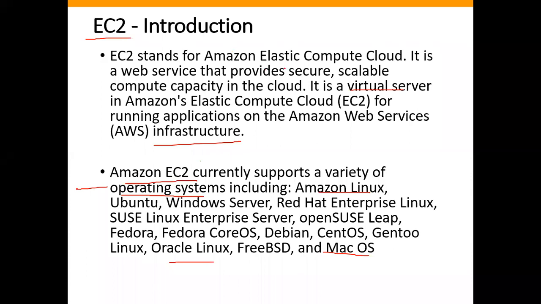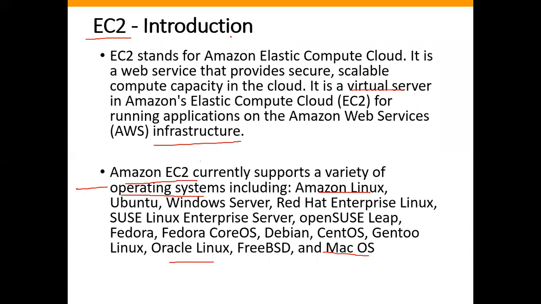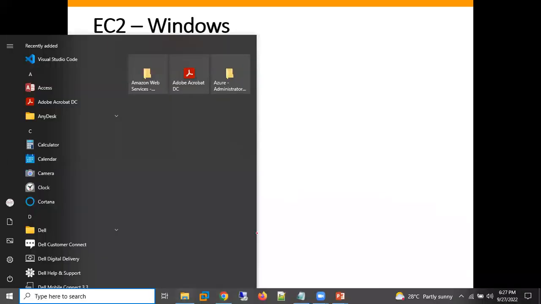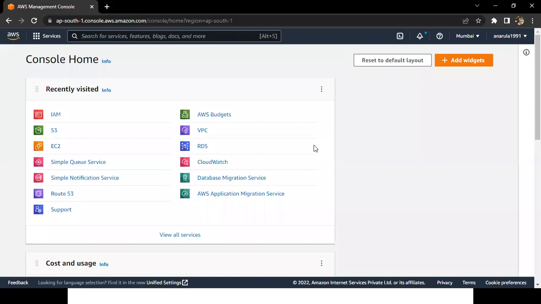EC2 stands for Amazon Elastic Compute Cloud, which we are also calling virtual machines. So we have to create virtually the server under Amazon infrastructure. Here I'm going to teach you how to create a Windows machine first. In our upcoming session, we will learn how to create a Linux machine. Now, first of all, you have to log into your AWS account.